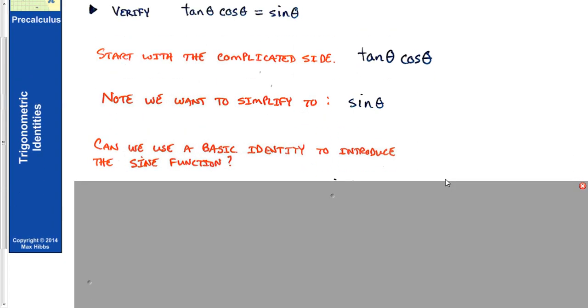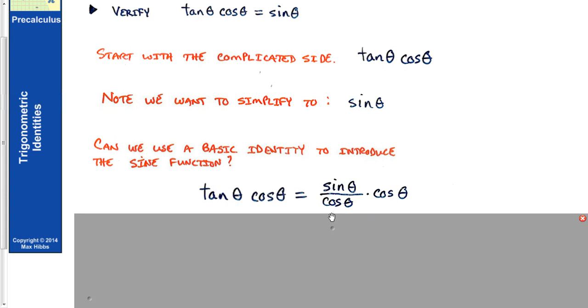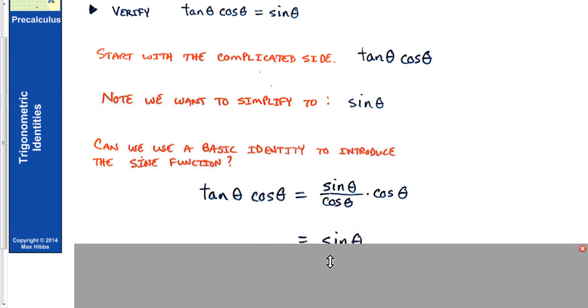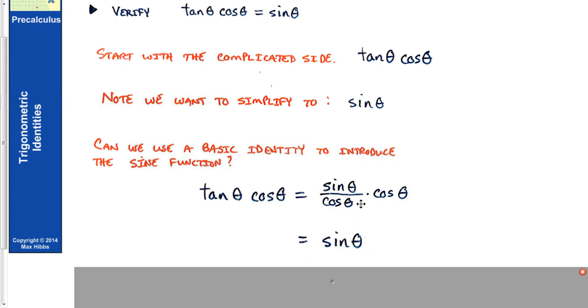Now, as I said here, we can use a basic identity right off the bat and introduce the sine of theta. I started with the tangent of theta times cosine of theta, and I'm keeping in mind that I need to have a sine of theta eventually. So the first thing I thought of was replacing tangent of theta with sine of theta over cosine theta. So tangent of theta times cosine of theta is equal to this fraction times cosine theta. And I've introduced the sine theta along the way. Now, that algebraically can reduce because cosine theta will cancel with cosine theta, leaving sine theta, and we've verified this identity. Now, we've done one here that is extremely simple. It took one little change, and it simplified very quickly. They're not always this easy, but this kind of gets us set up for what we might see in the future.